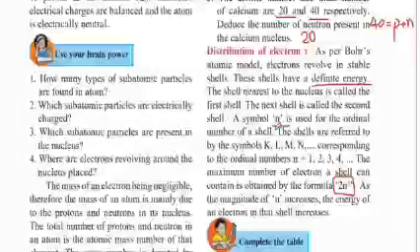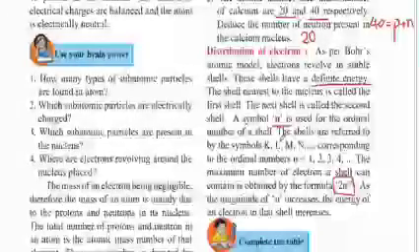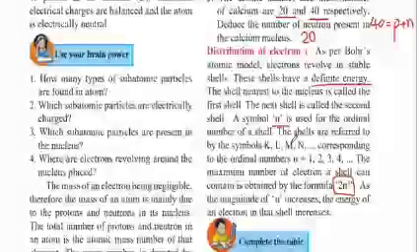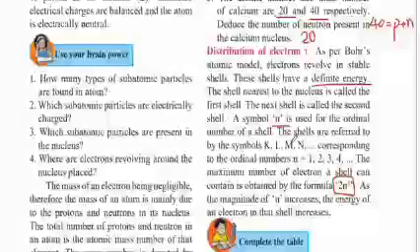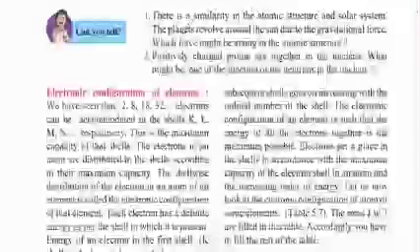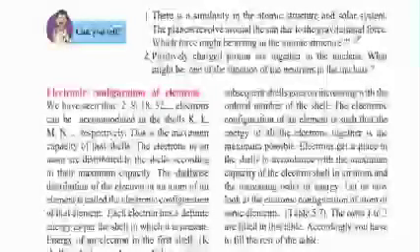So as an electron jumps from K shell to L shell and from L shell to M shell, the energy will go on increasing. Can you tell? There is a similarity in the atomic structure and the solar system. The planets revolve around the sun due to gravitational force. Which force might be acting in the atomic structure?